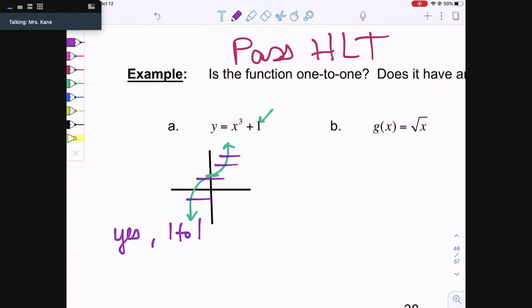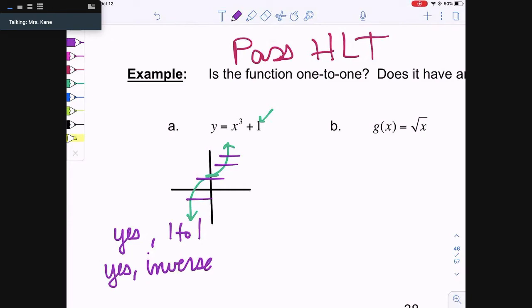It passes the horizontal line test, so it's 1-to-1. Each x has one y, each y has one x. So if it is 1-to-1, does it have an inverse? Yes. So I can say yes to both of those. As soon as you say yes, it's 1-to-1, then yes, it has an inverse.